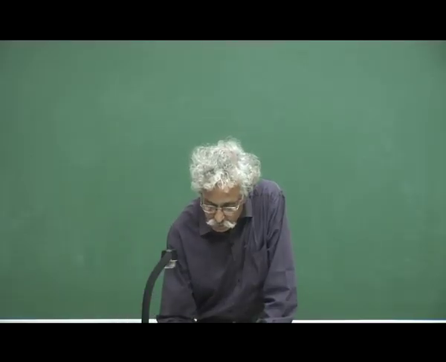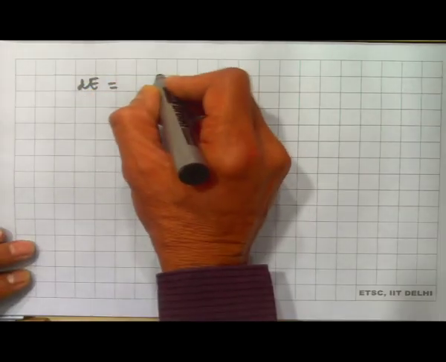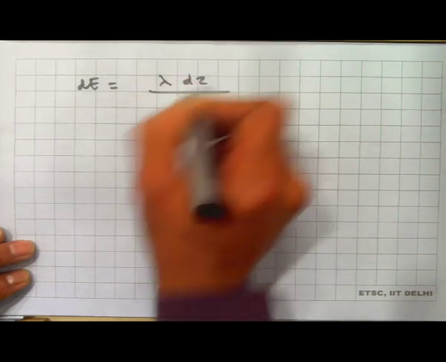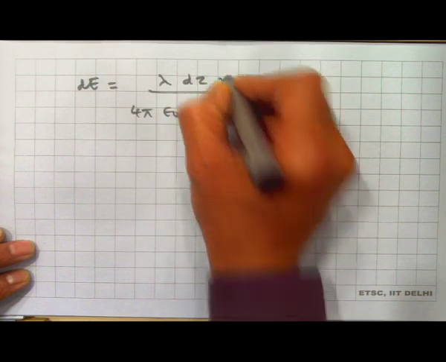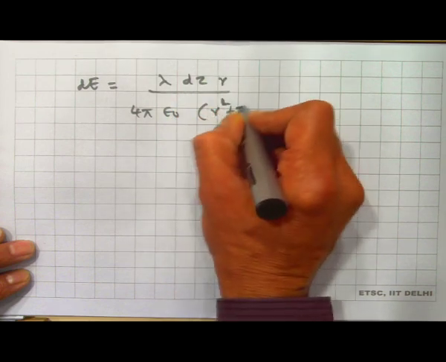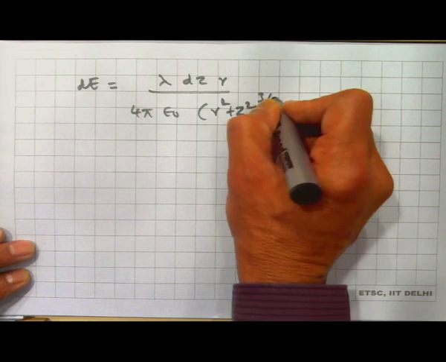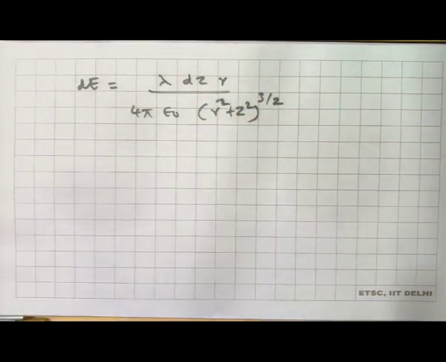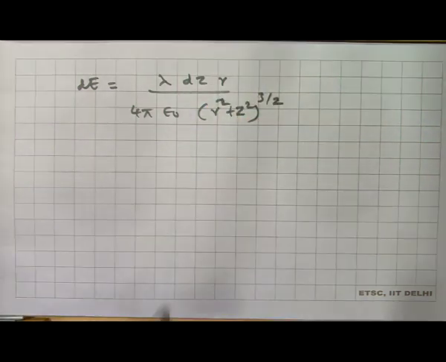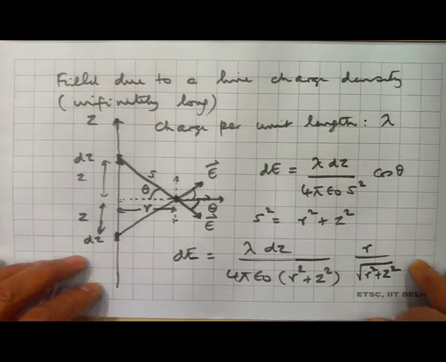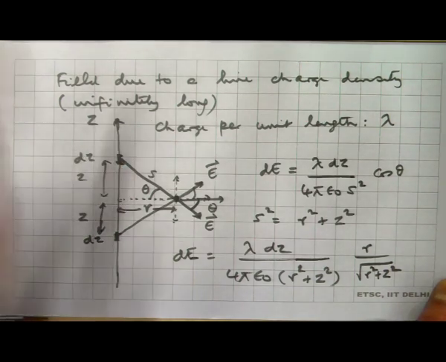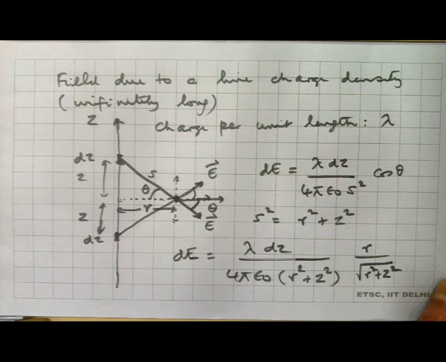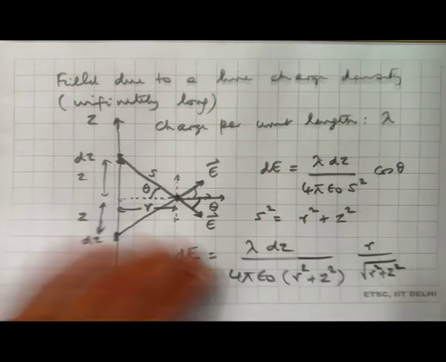So let me simplify this. So dE becomes lambda dz by 4 pi epsilon 0, and there is r here, over r square plus z square raised to the power 3 by 2. So this is the magnitude of the horizontal component of the electric field produced by a small elementary length dz of the line charge distribution. So how do I calculate the total?